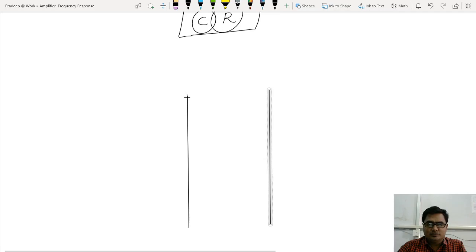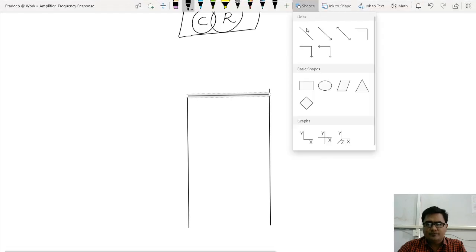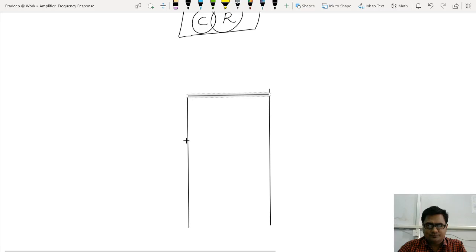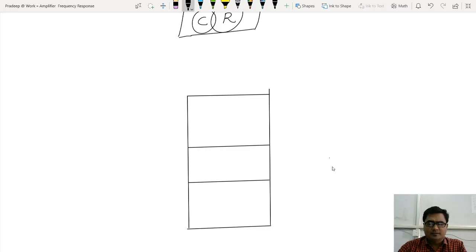Again, let me join them. Let me join this part also. Okay, the upper part we'll treat as the collector. So that much collector is okay. And then base, that much base is sufficient. And now let me mark the emitter also, that much emitter. So now emitter, base and collector are ready.